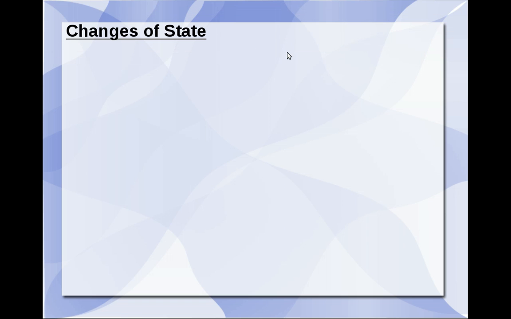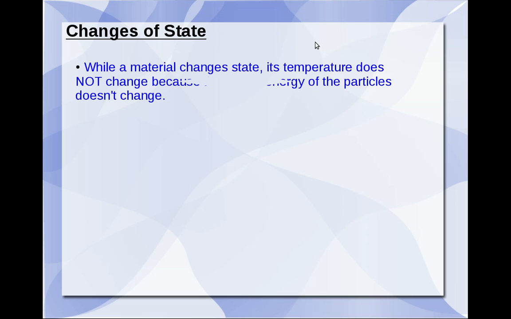Changes of state. Whenever a material changes state, its temperature doesn't change because the kinetic energy of its particles doesn't change.